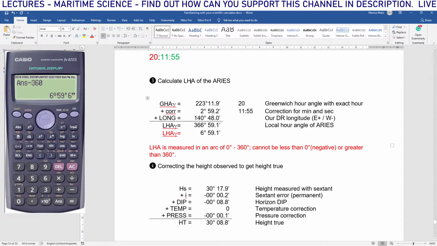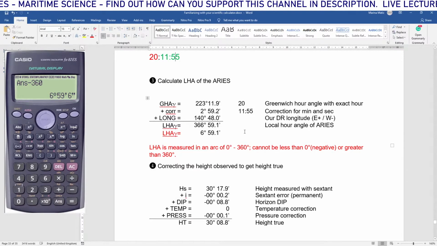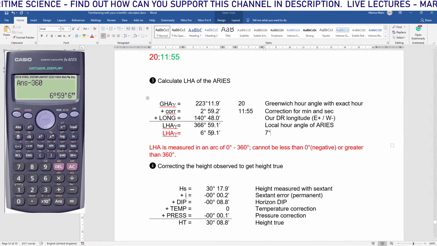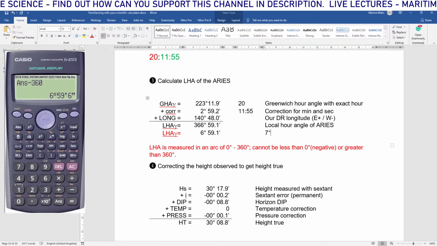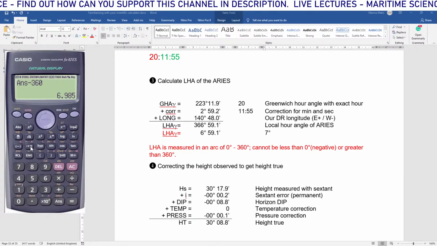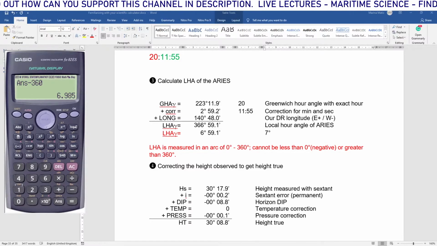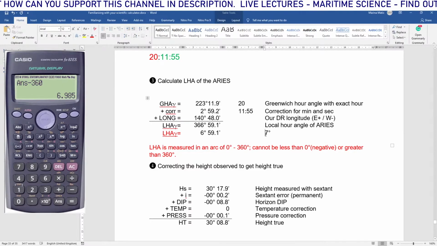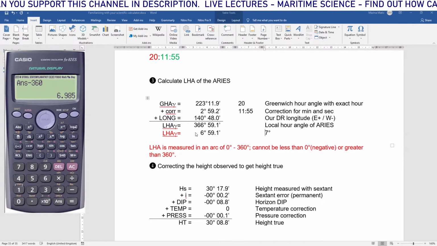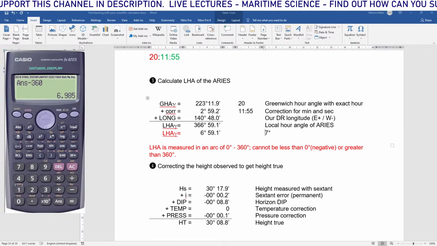Now that we have the local hour angle of Aries, we need to round this number up. Rounded, this number is 7 degrees, because this is 6.99. I can also show you that on the calculator. You just press the DMS button. So it's 6.985, that's 6.99, or 7 when you round it up. So it's 7 degrees. Let me put the sign here. It's not 7 degrees exactly, but what we actually do is, let me see, do I have that mark? That will be under math.